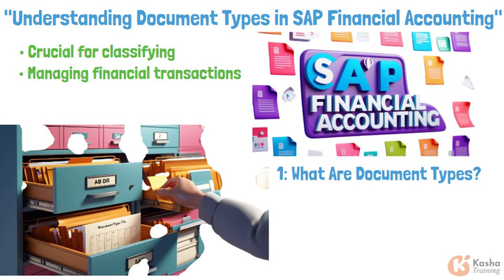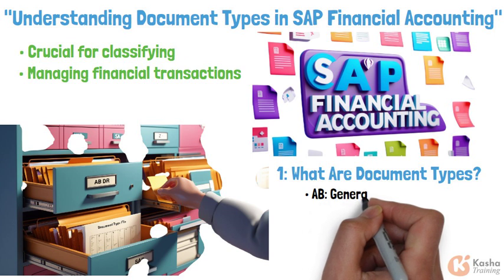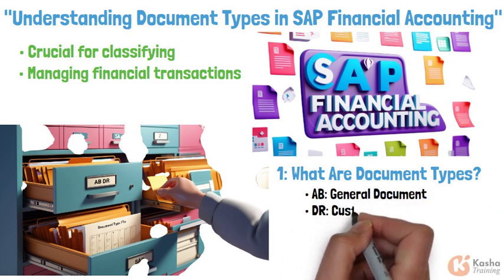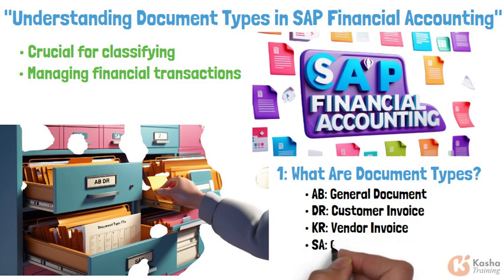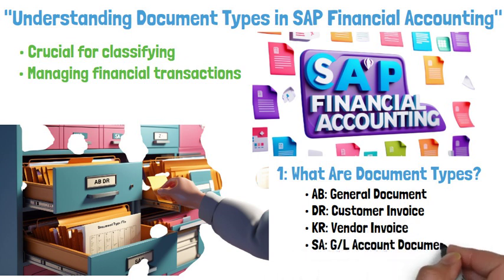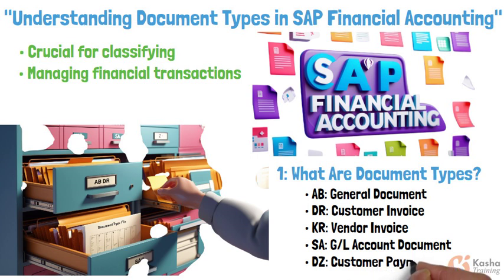Common document types include UB, General Document; DR, Customer Invoice; KR, Vendor Invoice; SA, GL Account Document; DZ, Customer Payment.